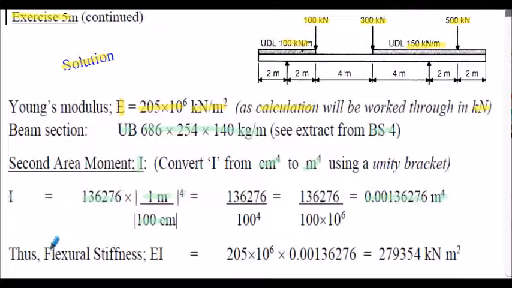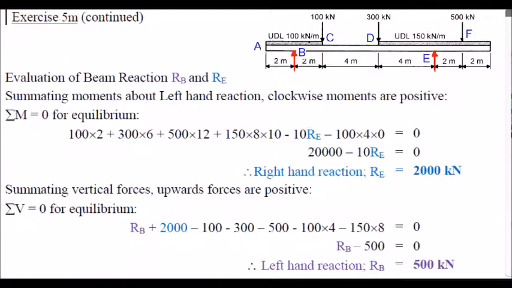Again, for convenience of the calculations, I'll work out flexural stiffness EI. So that's 205 times 10 to the 6 from above here, multiplied by the I value from above. So that evaluates to 279,354 kilonewton meters squared for our flexural stiffness value.